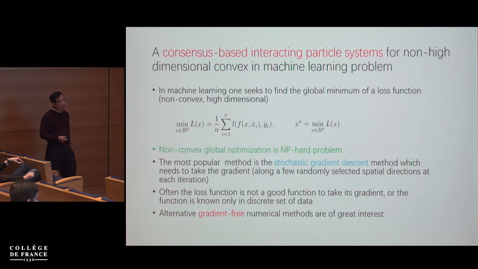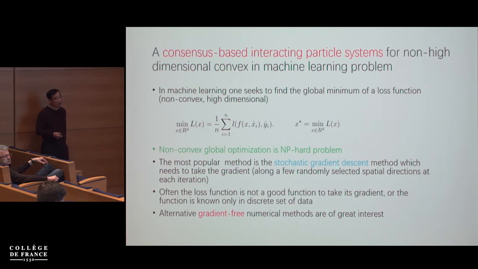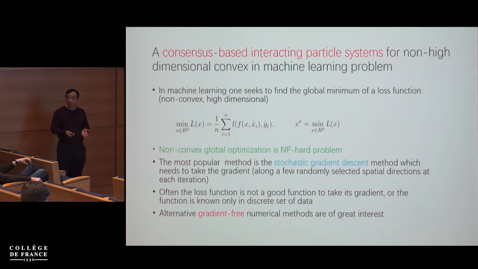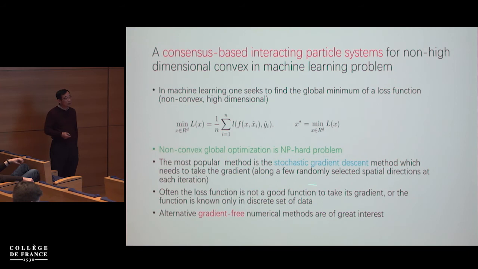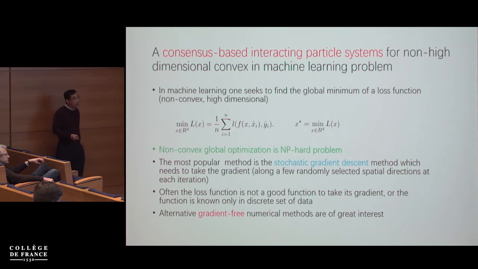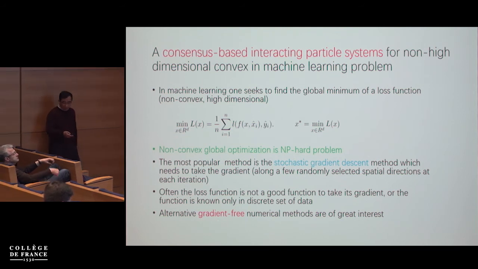Okay? And of course, as I mentioned earlier, the most popular method used for machine learning is the stochastic gradient descent method. But of course, by definition, you need to take the gradient. So of course, there are cases when the function does not have good regularity, which does not allow you to take the gradient, and sometimes you only have data where you don't even have functions. So it seems a reasonable choice to try to find an alternative method which does not need gradient. So that's what we are going to talk about, a gradient-free numerical method for global non-convex optimization.